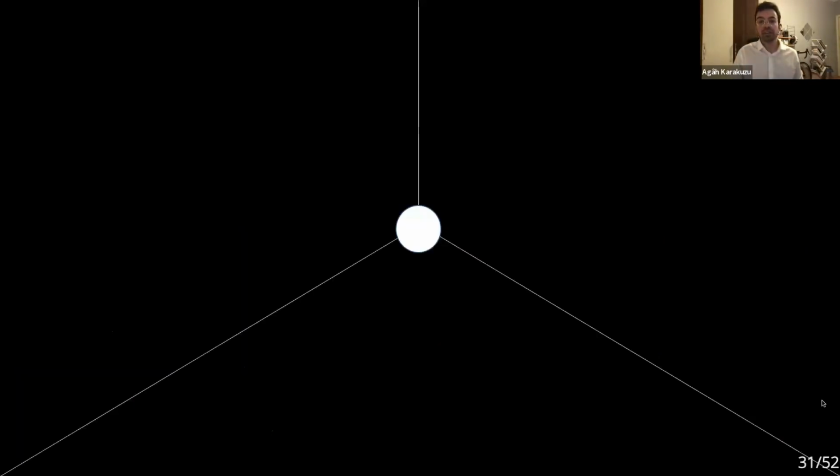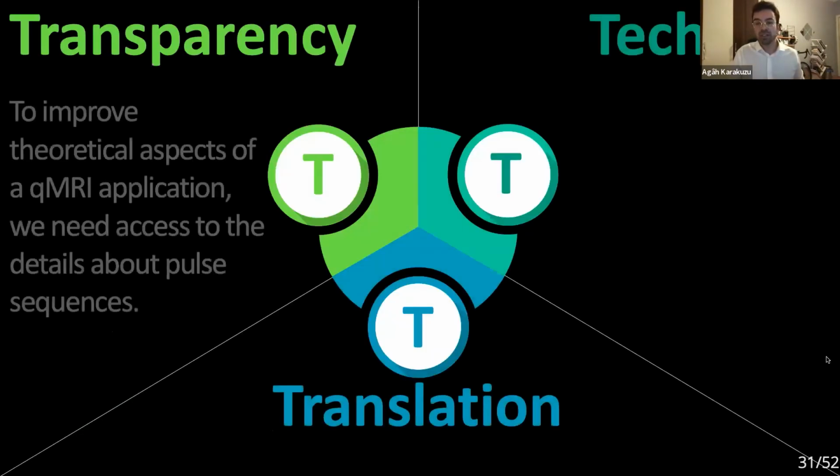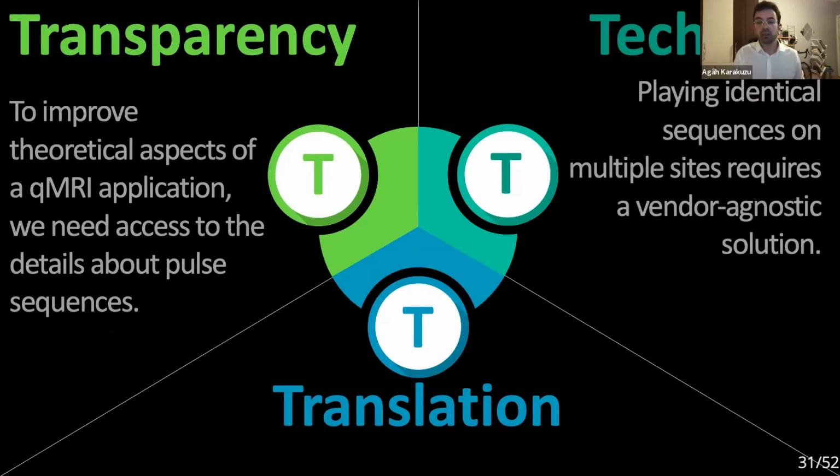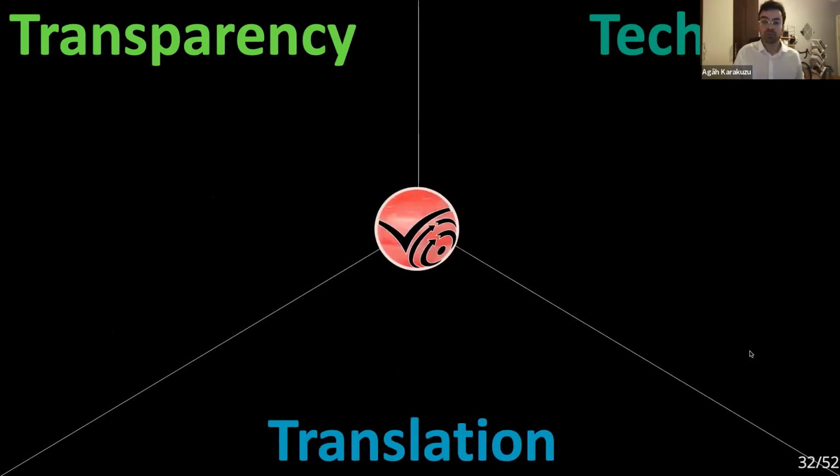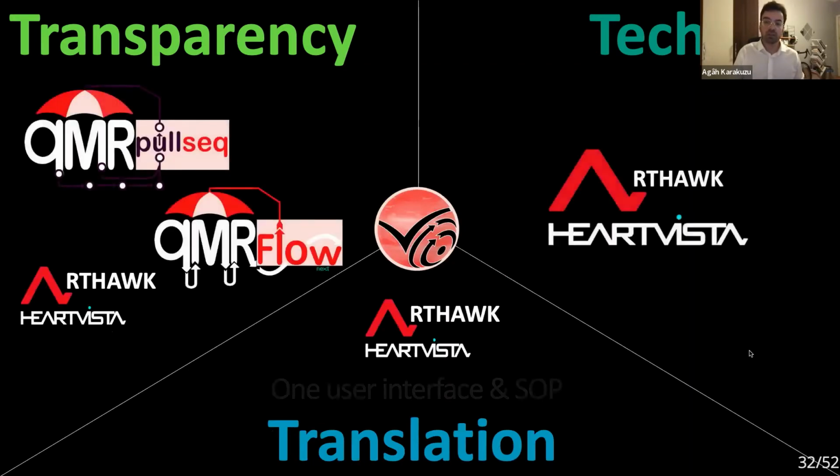So Venus is designed to solve a 3T problem, to bring transparency to all the elements of the pulse sequence implementations, to play identical pulse sequences on scanners from different vendors, and to develop user-friendly quantitative MRI protocols. We achieve this by combining our solution with RTHawk real-time imaging platform by HeartVista, which is approved by FDA for clinical use on Siemens and GE scanners.